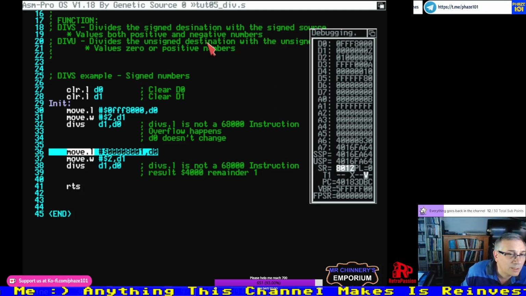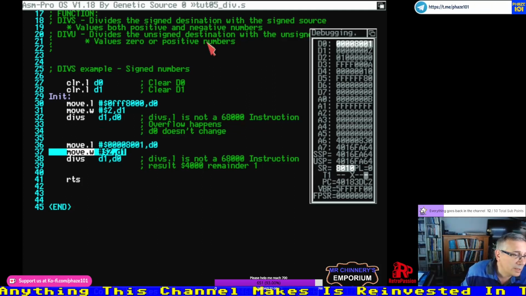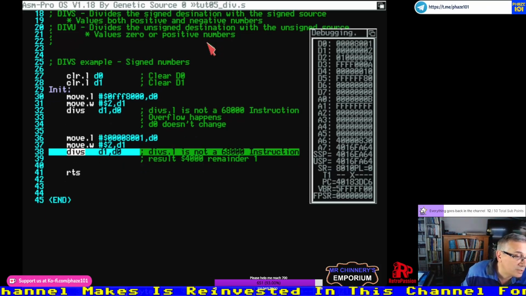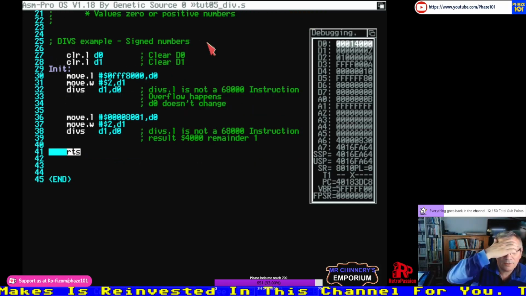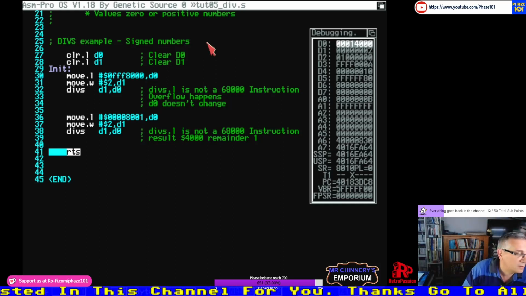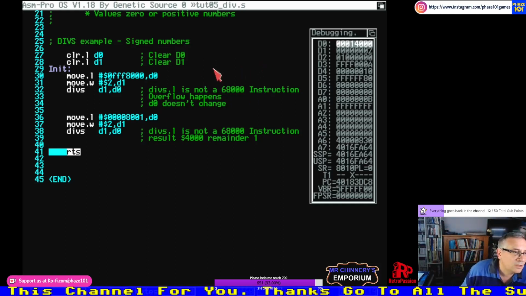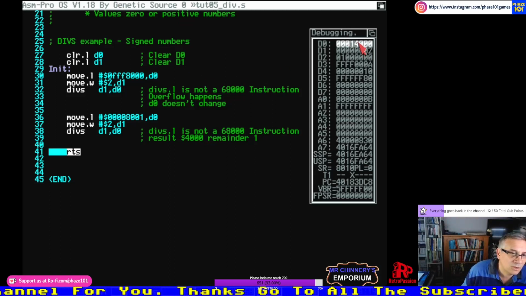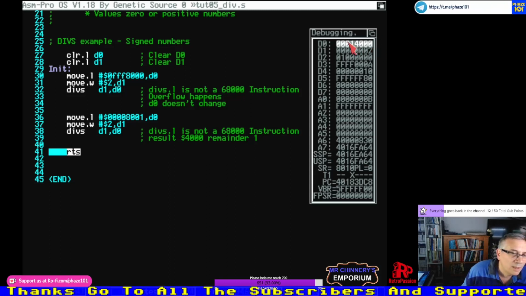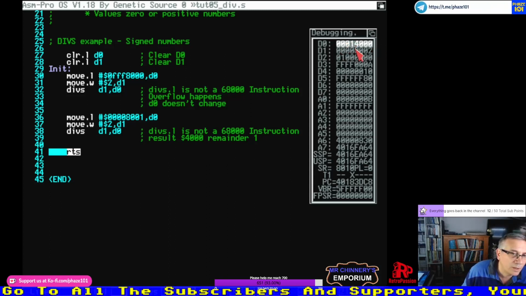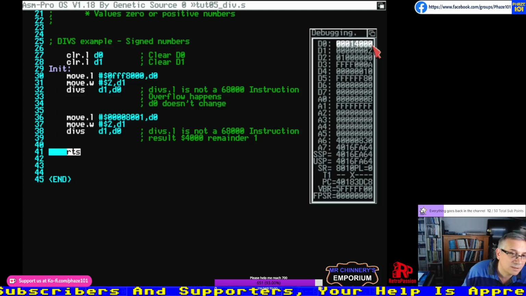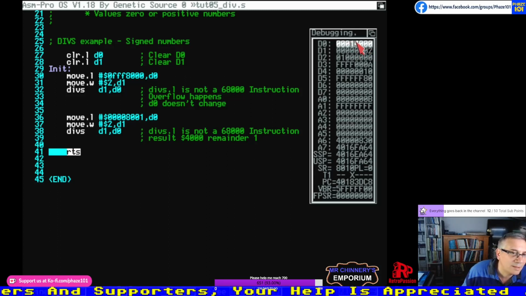Now we have another number in the 0. We are also moving 2 into the 1. And now we divide that number by the 0. And you get the 4000 and the remainder is 1. So the division works like this. You get the whole number in the low word and the remainder in the high word. Okay, so 4000 is the whole number and the remainder is 1.